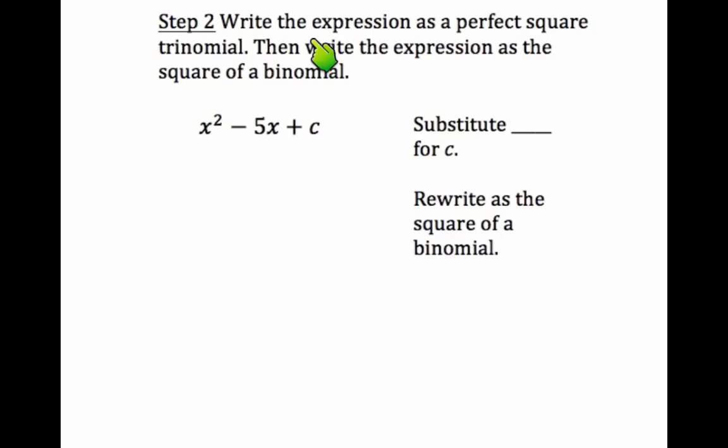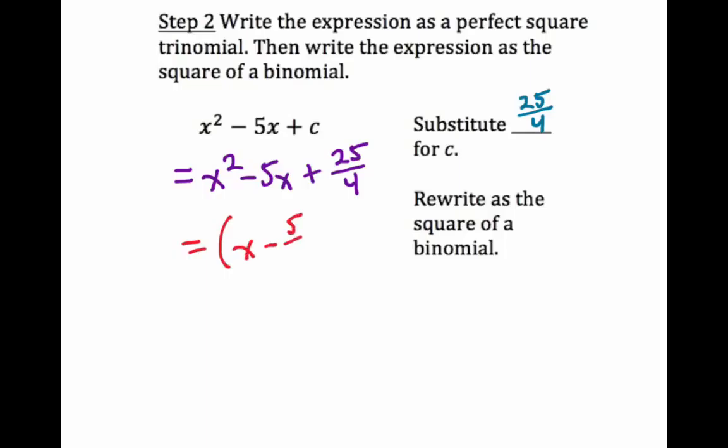So now we're going to write the expression as a perfect square trinomial, and then we're going to write it as a square of a binomial. So we're going to substitute what we just got, that 25 over 4, in for c. So we end up with x squared minus 5x plus 25 over 4. And now we can say, all right, this is a perfect square trinomial. We can rewrite that as the square of our binomial. So that's going to be x minus 5/4 squared. Because now all we had to do was take the root of this again. And we're subtracting because if this is negative, we've got to be subtracting here.